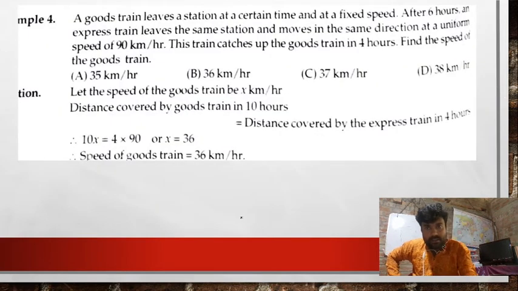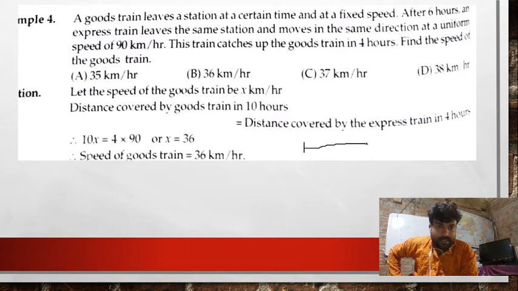Next question. A goods train leaves a station at a certain time at a fixed speed. Six hours later, an express train leaves the station and moves in the same direction at a uniform speed. Its speed is 90 kilometer per hour. This train catches up with the goods train in 4 hours.